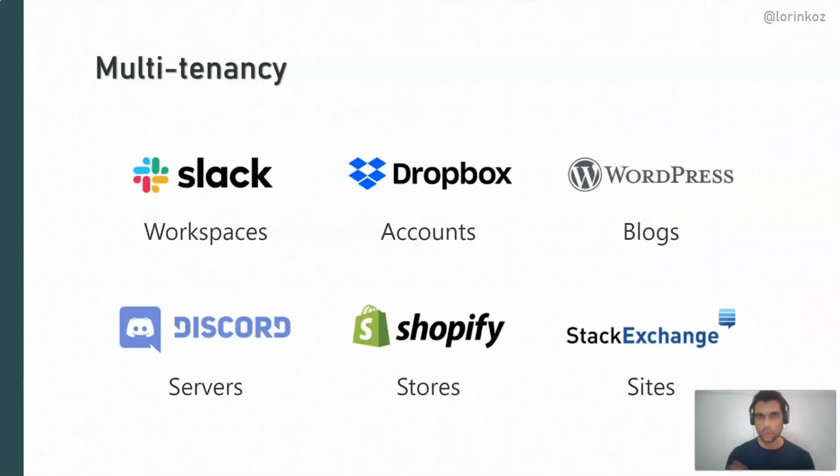And I'm sure you're probably familiar with these very popular businesses that implement the multi-tenancy model, along with what would be a tenant in their own worldview. Let me just mention Slack workspaces and Discord servers because I'll be using those later on.